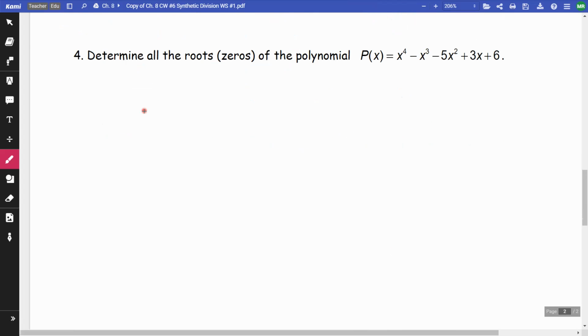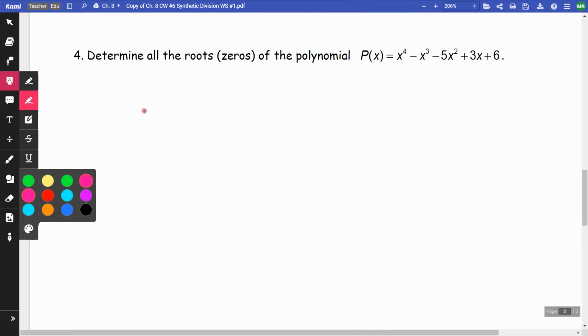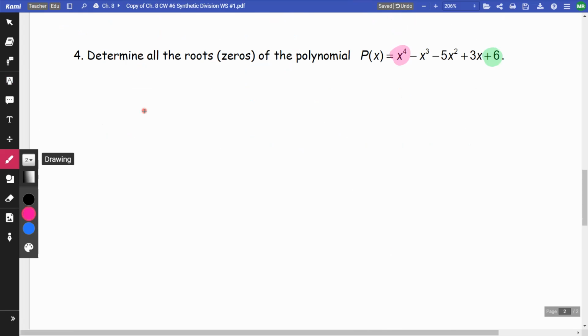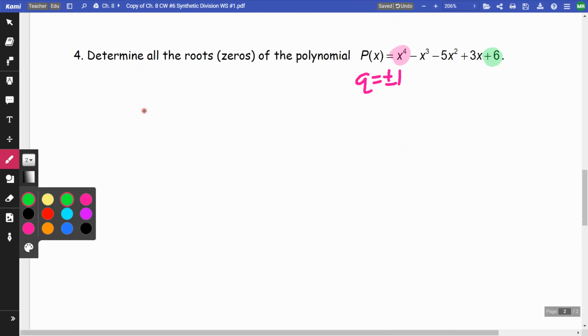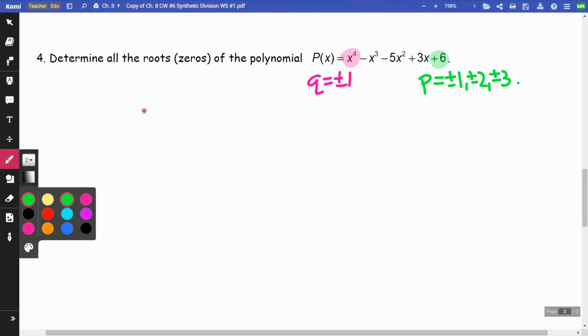On number 4, let's again look at our Q and our P. This time my Q is still going to be plus or minus 1. My P are things that multiply to 6, so that's going to be a 1, a 2, a 3, and a 6. All of these are factors, okay? Because 1 times 6 and 2 times 3 both will give me 6.